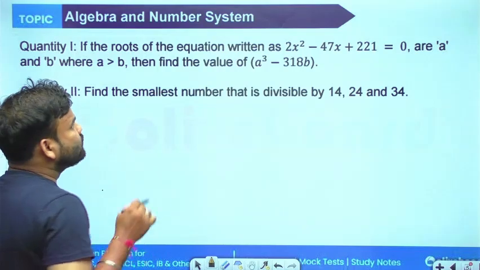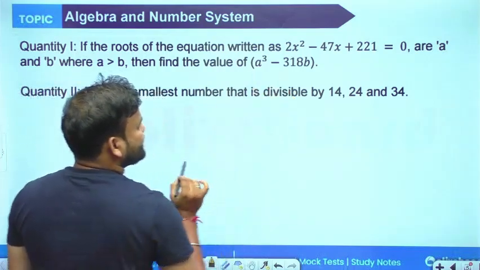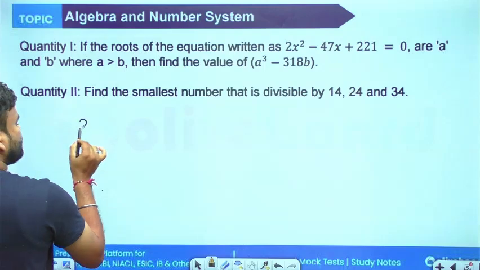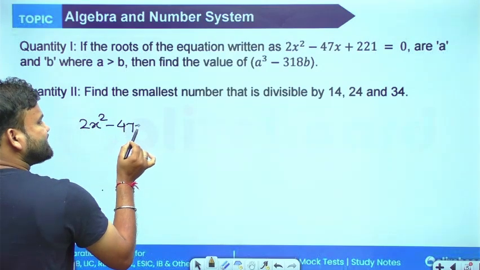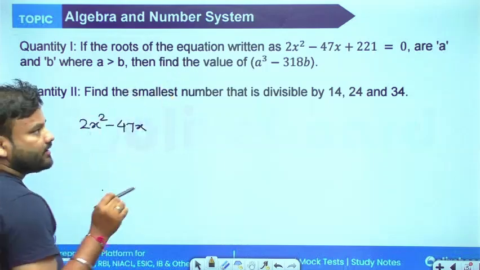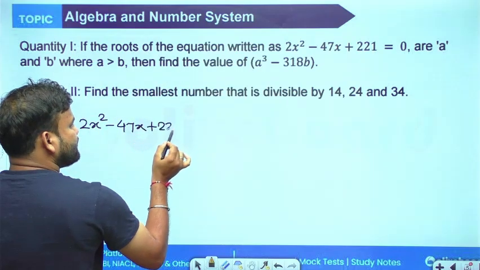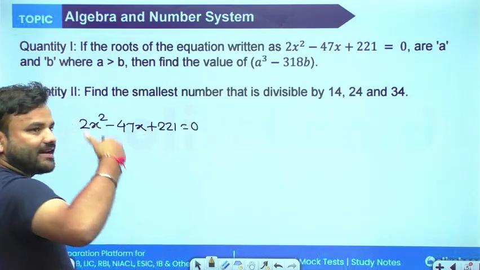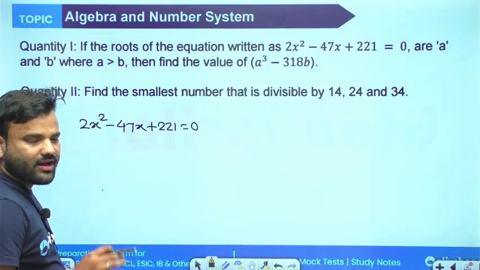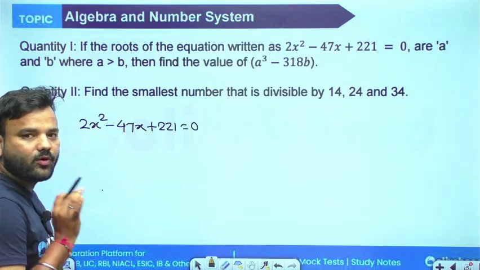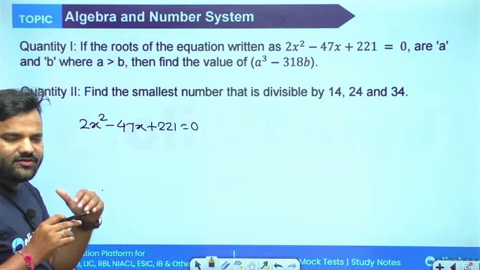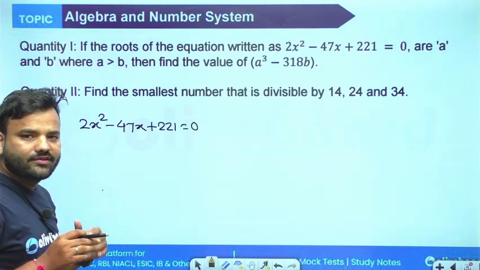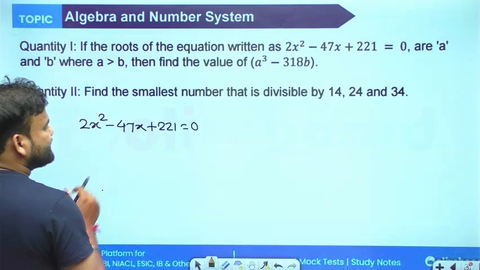The question says: if the roots of the quadratic expression 2x square minus something x plus 221 is equal to 0. In a separate lecture we'll be seeing quadratic expressions also. I'm here giving only the basic questions of quadratic expressions. In RBI you will have tough questions of quadratic expressions, so we are having a very separate lecture on quadratic expressions. Fine, this is the equation.